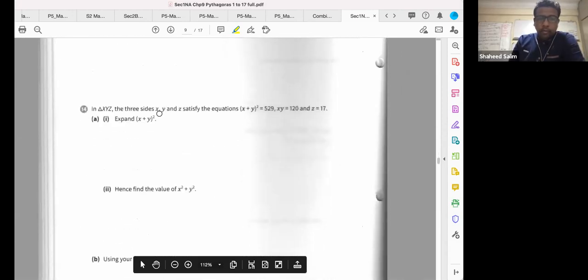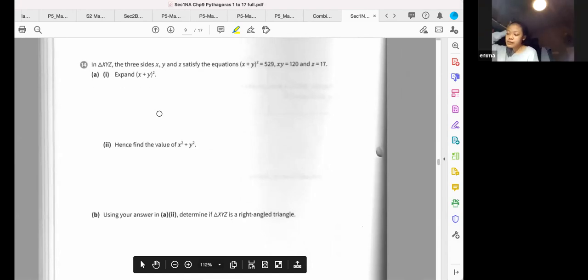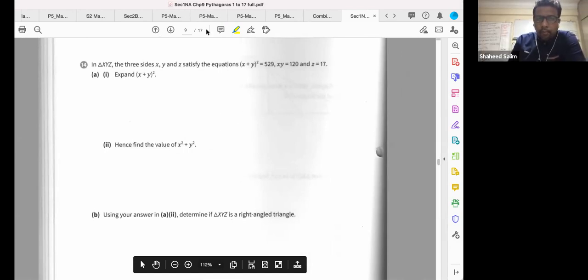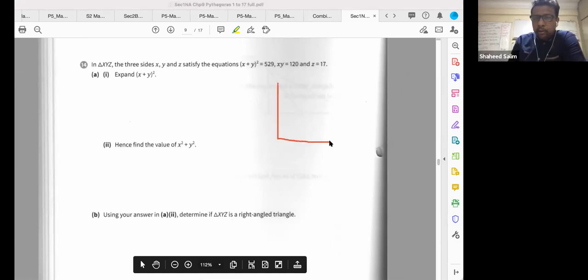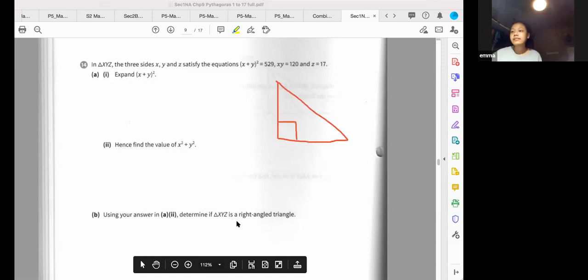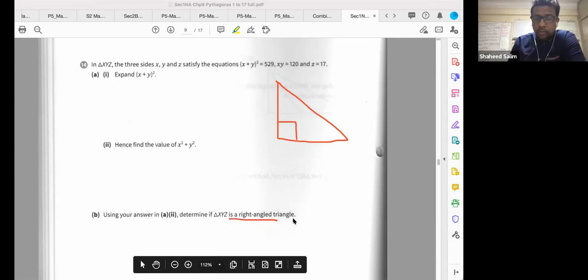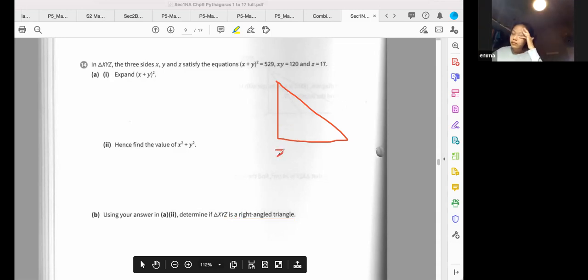Hold on. We try another one. Okay, I'm going to draw the triangle here. Later you label, okay? You assume it's a right angle triangle. Oh, we cannot assume. But we can label first. You have X.